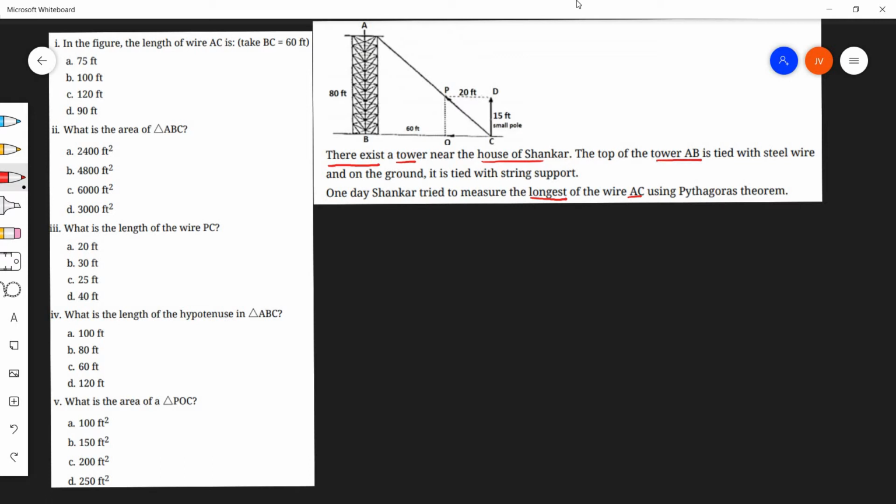With this information, there are 5 bits. Let us answer the first bit. The first bit is written like this. So I'm taking up the first bit. What is the question? What is the length of wire AC? So you clearly see a right triangle. So I'm drawing the right triangle here.